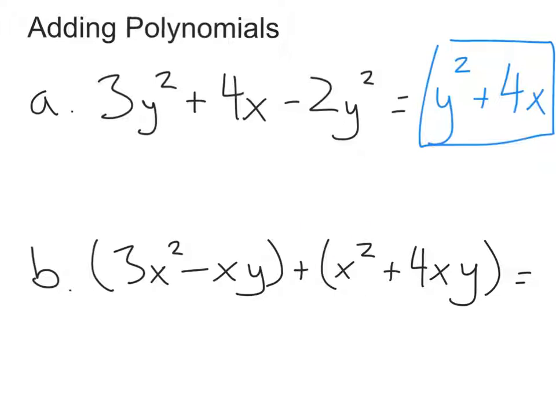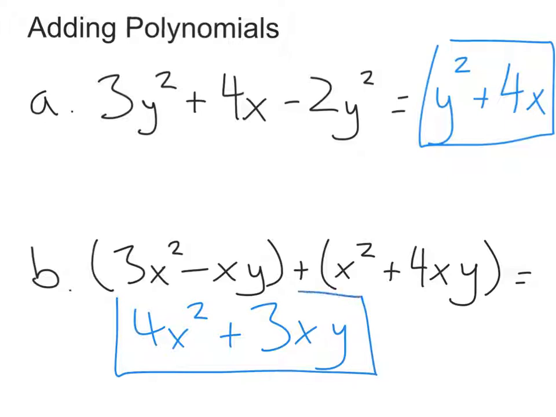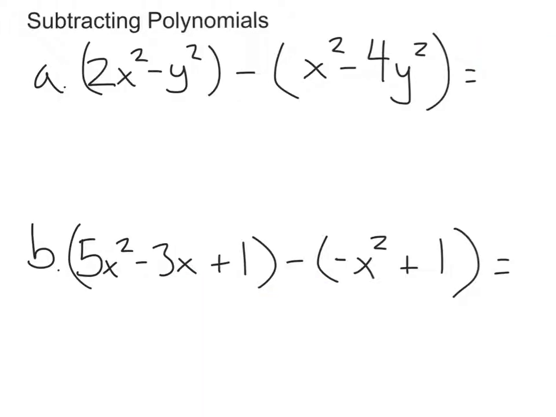3x squared and x squared, don't forget there is an invisible 1 here, so we really have 3x squared plus 1x squared. So that's going to give us 4x squared. That takes care of our x squareds. And then for our xy's, we have a minus 1, don't forget, invisible 1, minus 1xy and 4xy. A minus 1 and a 4 gives us a 3. It's positive, so we're going to do plus 3xy. And again, this is our final answer because those things are not like terms, right? We can't combine x squareds with xy's.